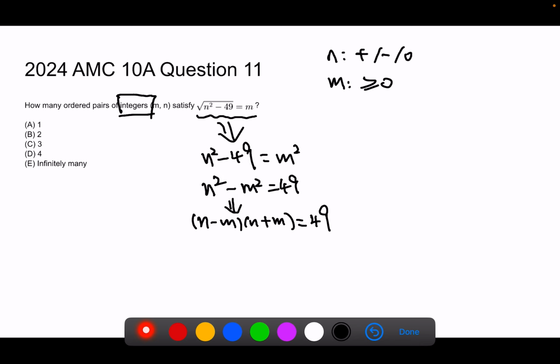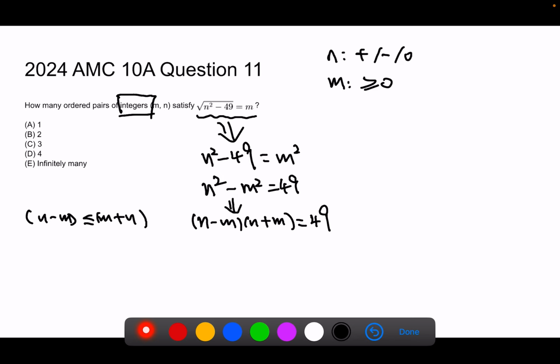Now you have two numbers, (n − m) times (n + m) equal to 49. And this is where m being non-negative is useful. Remember, the left side cannot be bigger than the right side. So just keep that in your mind: n − m is less than or equal to n + m. Because that's helpful when you try to list out how many possible solutions there are. Other than that, there's no restriction. n can be negative. That's one thing to keep in your mind.